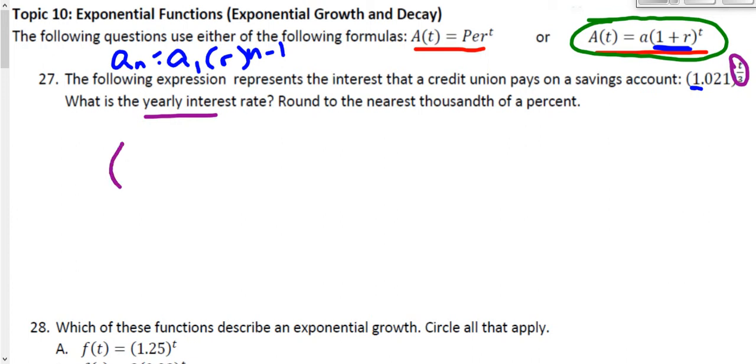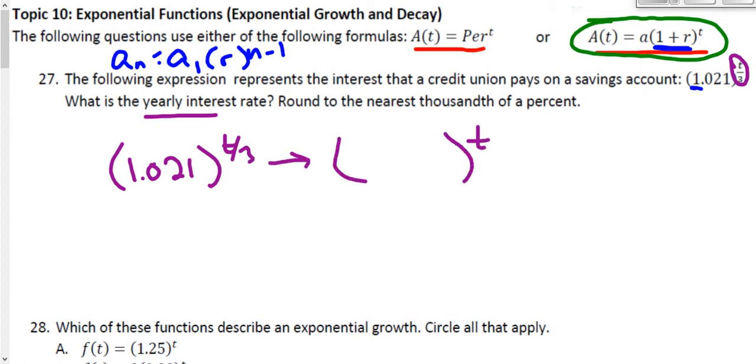So what we want to do is take this 1.021 to the t over 3, and rewrite it so that it's just something to the t power instead. The way that we can do that is we can take this t over 3 exponent and rewrite it as something times t. So if I want to separate the t from the over 3 portion, I have to figure out what it's being multiplied by. It has to be multiplied by something that puts a 3 in the denominator and doesn't change the numerator. So t is actually being multiplied by 1/3.